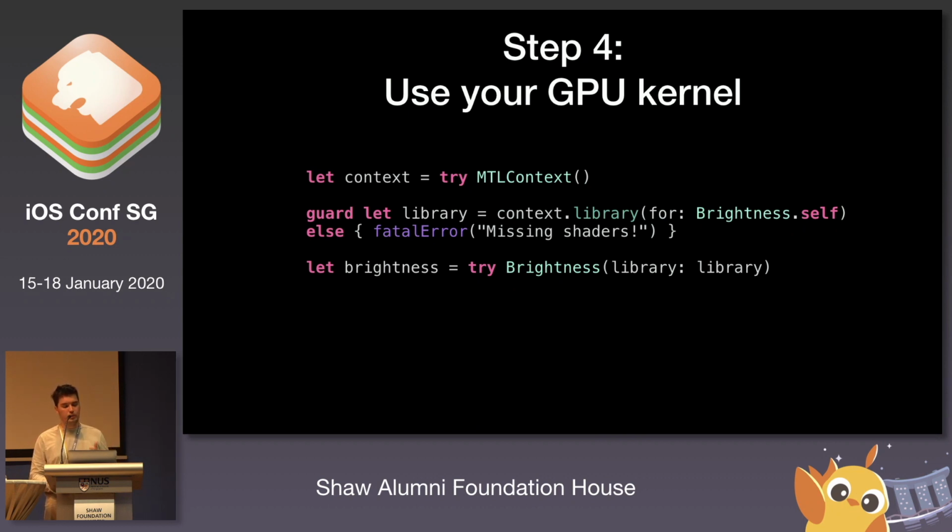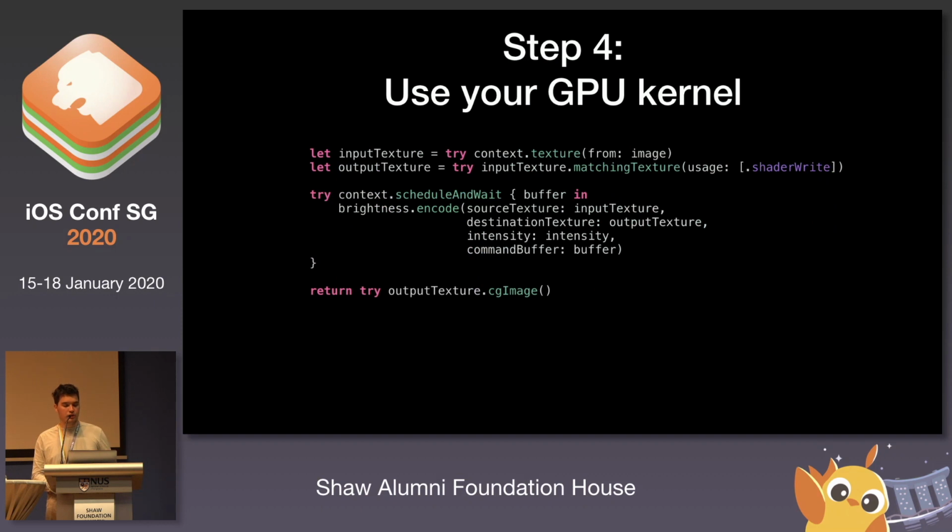The first one is we create a context, which basically stores our device and a command queue, as you remember. Then you create a library for brightness.self, so you pass the type of the encoder just to get the needed library for your bundle in case your encoder sits in a framework or somewhere else, or you can just pass a bundle that you want. And you create your encoder that you just wrote by passing the library as an injection, so it could extract the compute pipeline state and prepare itself for the encoding.